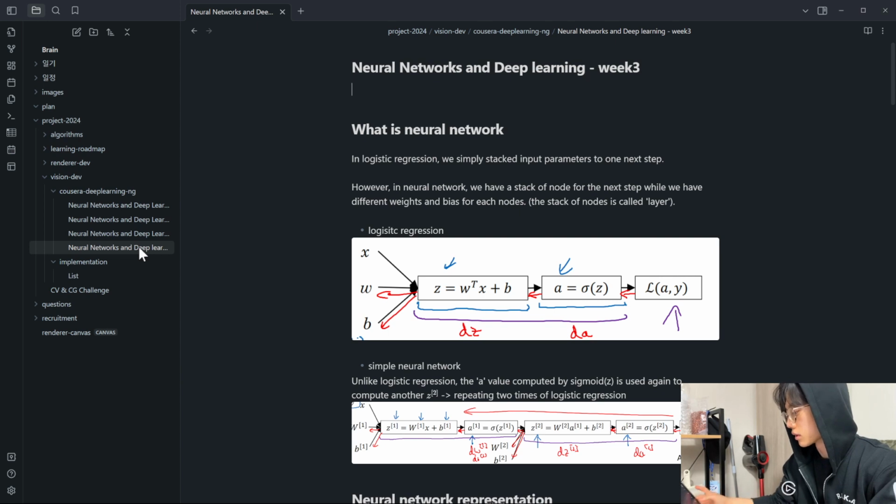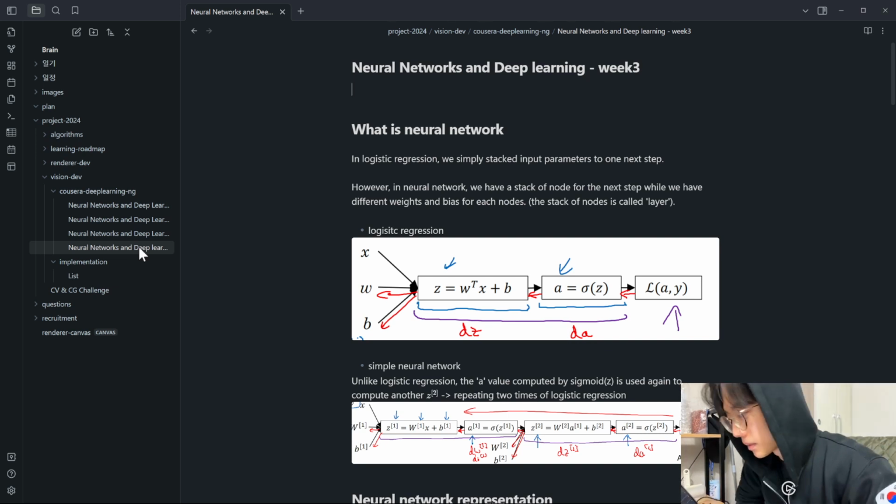And today I'm going to learn derivatives of activation functions and gradient descent for neural networks and backpropagation intuitions. If I have enough time, I will just finish until the random initialization. Okay, let's start.